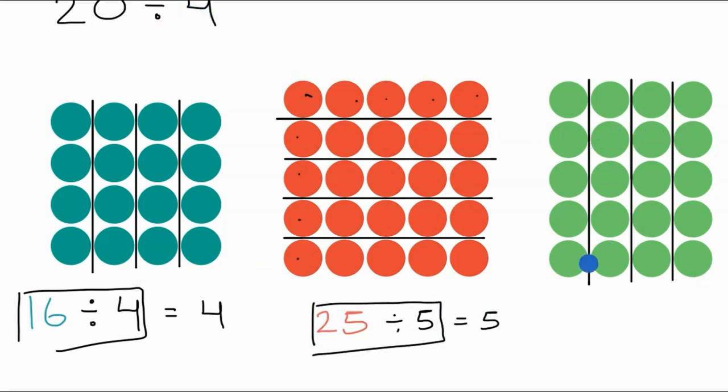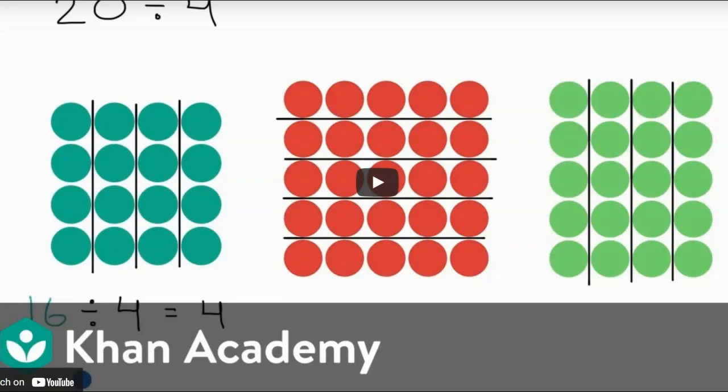Now, but what about this one? So let's see. We have 1, 2, 3, 4, 5, and we have 1, 2, 3, 4 groups of 5. So 5, 10, 15, 20. So we definitely have 20 circles there. And we have divided it into 4 equal groups. And so that's exactly what we started talking about. This is 20 divided by 4. And you can see when you take 20 and divide it into 4 equal groups, then you get 1, 2, 3, 4, 5 circles per group. And we're done. Cool.